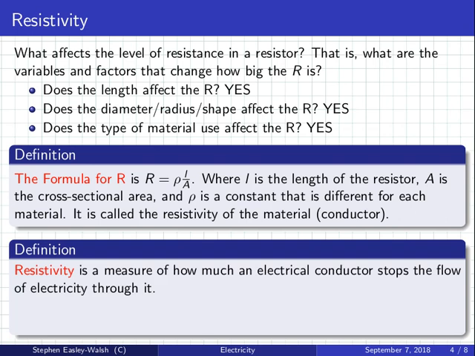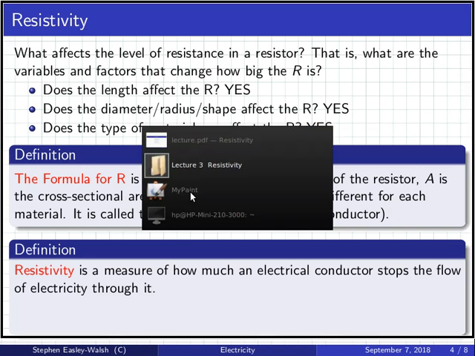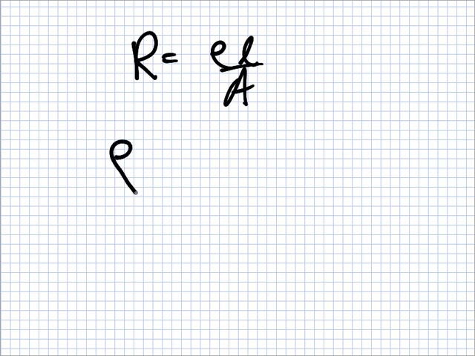And it's a measure of how much an electrical conductor stops the flow of electricity through it. Now, you just need the first sentence. But I should tell you, in the exam, for the definition, they want the first sentence, but then they want you to say resistivity is RA over L. I don't really like that they want you to do this.